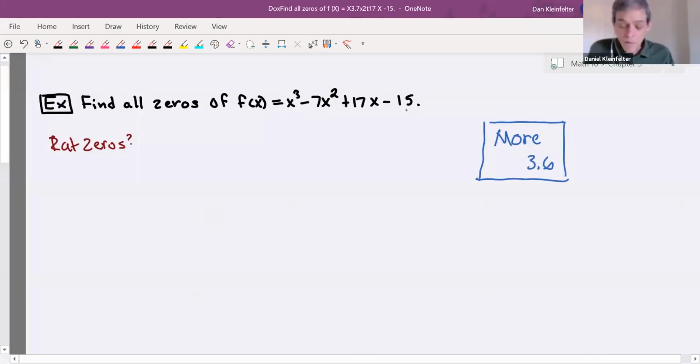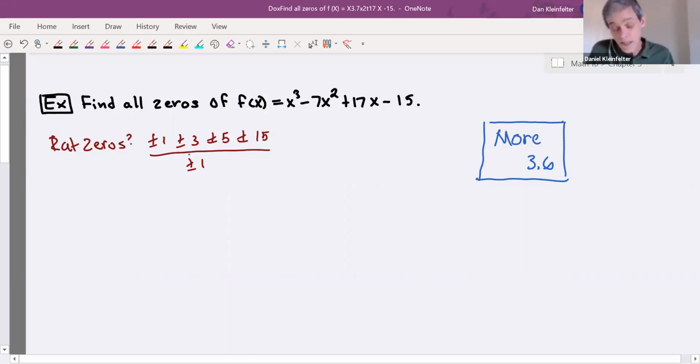So possible rational zeros will look like fractions, and their numerators will be factors of that constant term, which is 15. So plus or minus 1, plus or minus 3, plus or minus 5, plus or minus 15. And then the denominators will be factors of that leading coefficient, which luckily for us is just 1. So it's going to be plus and minus 1, 3, 5, and 15. So I would just try some of these.